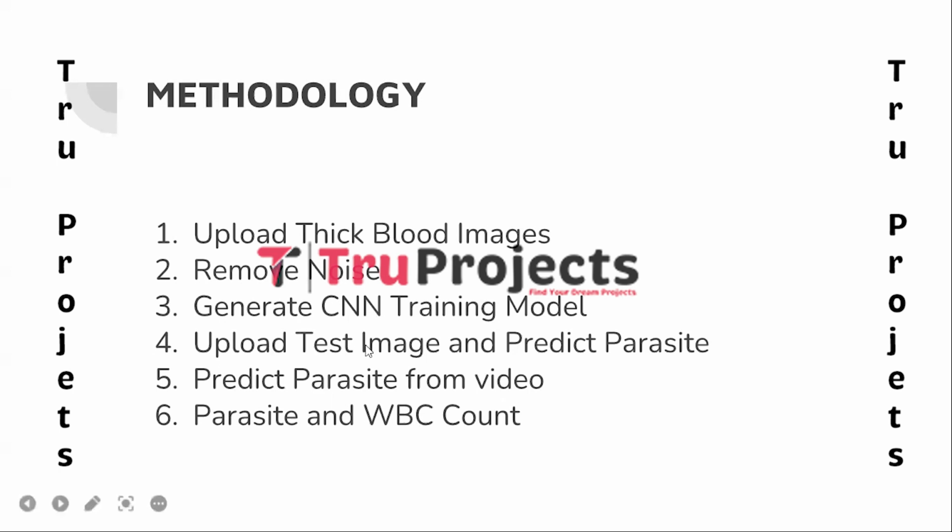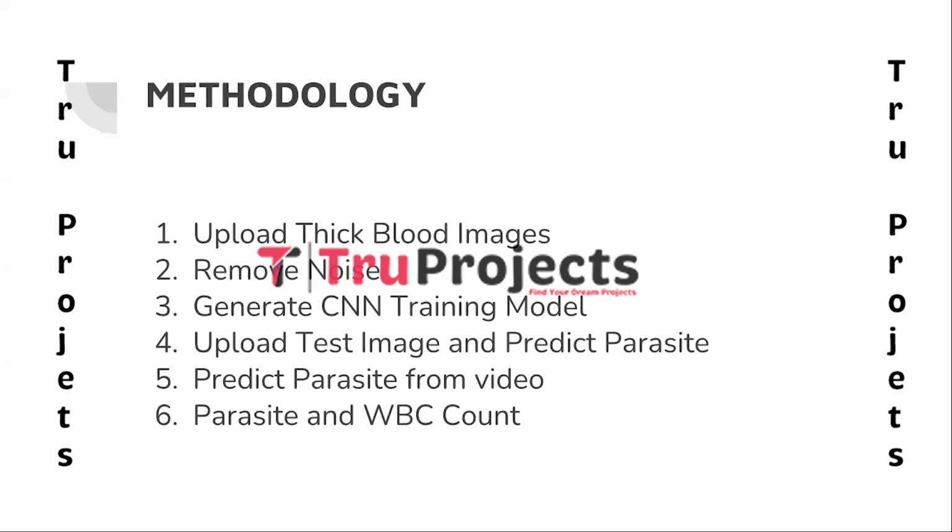And the fourth module is upload test image and predict the parasite. In this step, a test image is uploaded to the system. The trained CNN model is then applied to this image to predict whether or not it contains the malaria parasite. The model analyzes the image based on the patterns and features it has learned during the training phase. The output of this step provides the information about the presence or absence of the parasite in the test image.